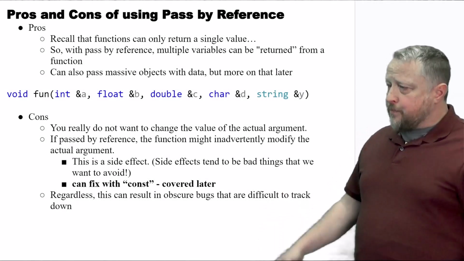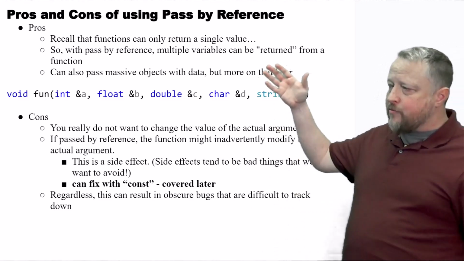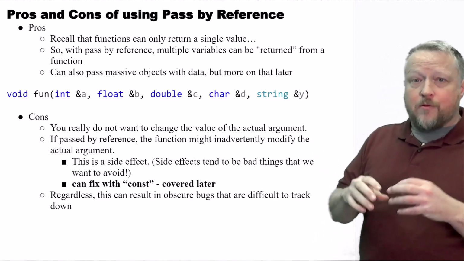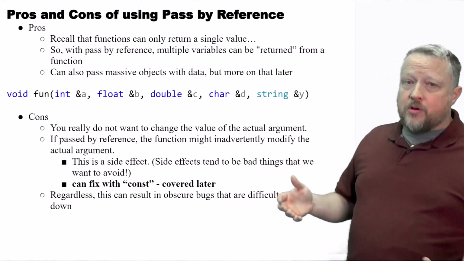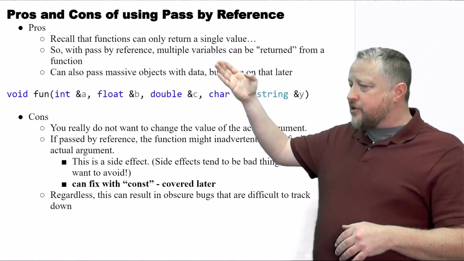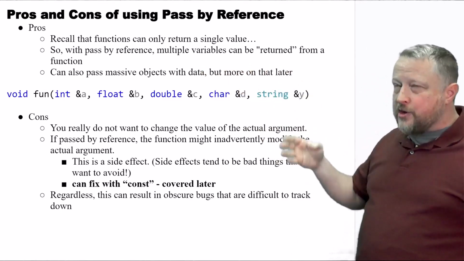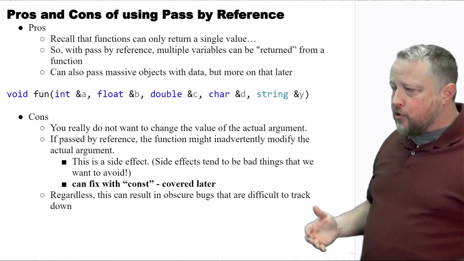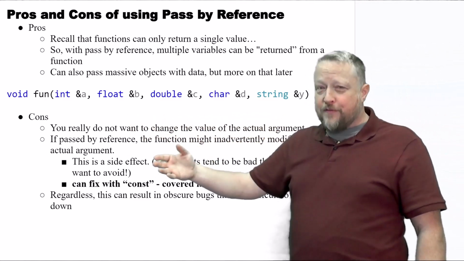So there's definitely some pros and cons of using pass by reference. The pro is that, recall, functions themselves can only use that return keyword for a single value, no matter what the value type is, it's just one. So with pass by reference, multiple values can be returned and physically changed from a function. So it could look something as crazy as this, where, hey, it's a void function, go figure.